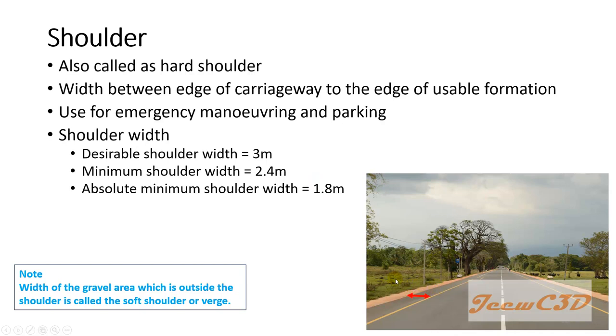So the adjacent land would have to be acquired to construct that kind of road. Usually, if they are not expressways, we are not using these kinds of values. Usually, we are using 1.5 or 1 meter, 0.5, likewise, for shoulder width. You can see there another soil area or gravel area after the paved shoulder. This is the paved shoulder. Then after that you have some gravel area that is called the soft shoulder or verge. So this one we usually call the paved shoulder, or in Sri Lanka we call it the hard shoulder. This gravel part you call the soft shoulder.